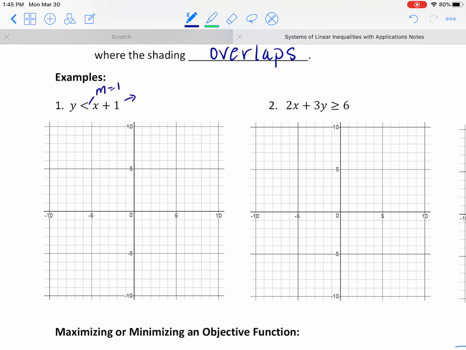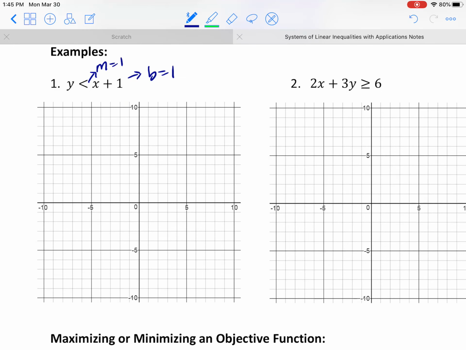Well, just to recap, how do we graph? So this one has a slope of 1, and it has a y-intercept of 1 as well. So we would start this graph by making a point on the y-axis at 1. And then if our slope is 1, we're going up 1 over 1 to make another point. And I can make as many of those as I want.